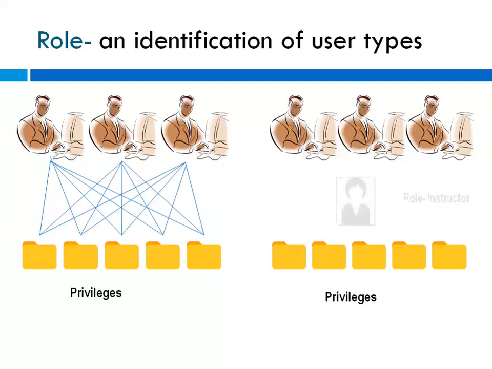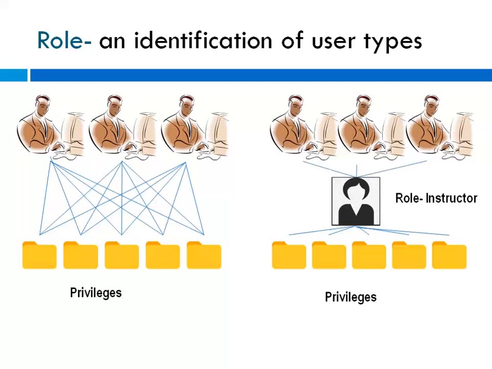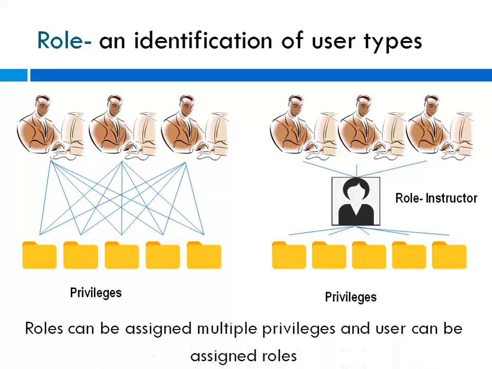So here you can see that when we have to use roles, first of all we have to define the role, and in this example I have defined the role instructor. Then to this role I will define the privileges, and when the role and the privileges are related, this role can be assigned to the users for whom we want this role to work. So roles can be assigned multiple privileges and users can be assigned the roles. Multiple users can have the same roles and one role can have multiple privileges.